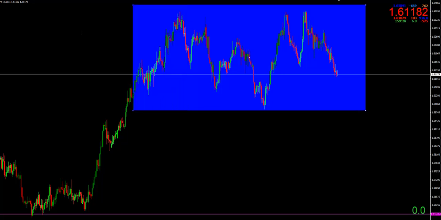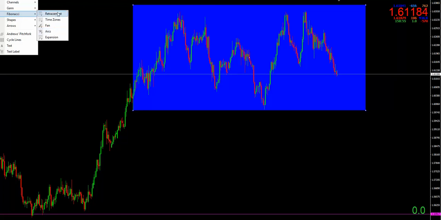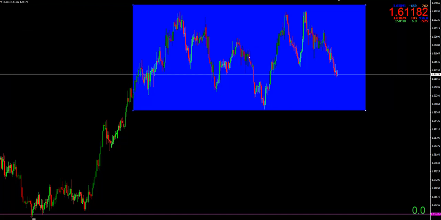So on the MT4, you would click on the Insert tab and go to Fibonacci. You have the various options. We are focusing on the retracement today. In the second part, we'll be looking at the expansion. So you click on retracement, and then you look to draw from the swing low, where the price was coming from, and extend it to the swing high. So let's take that magenta line off.